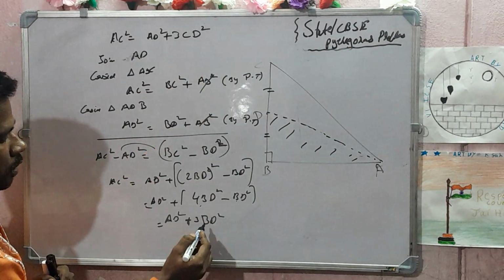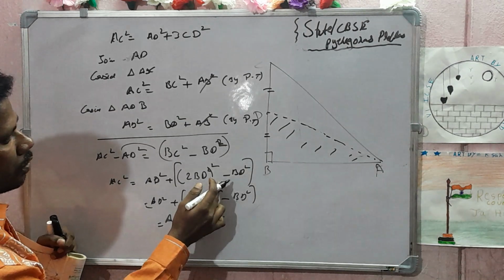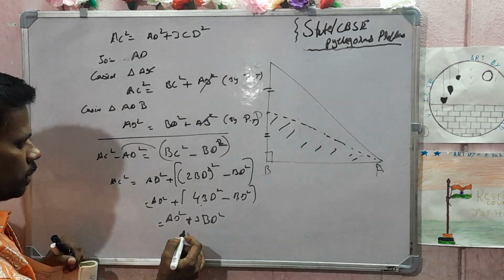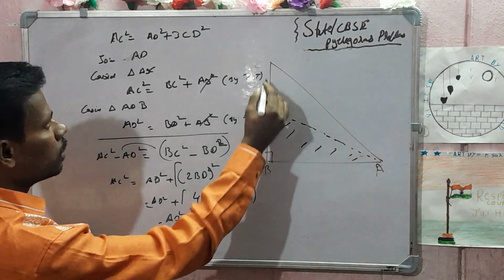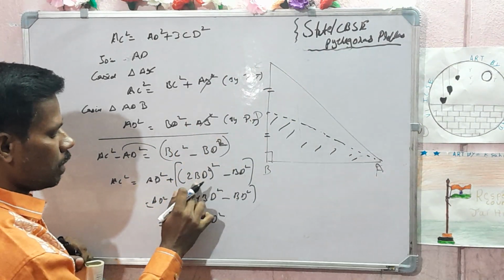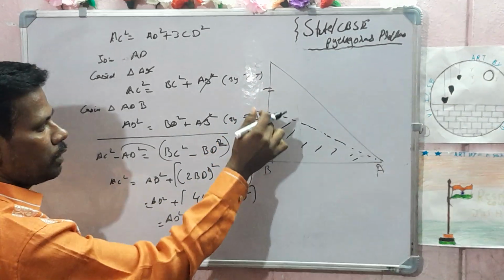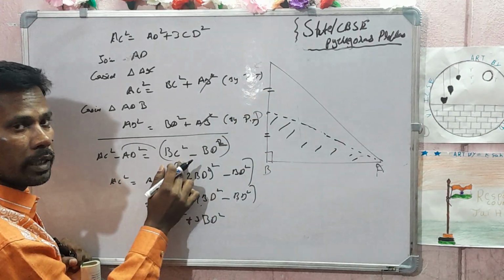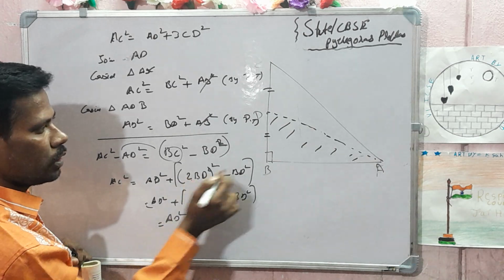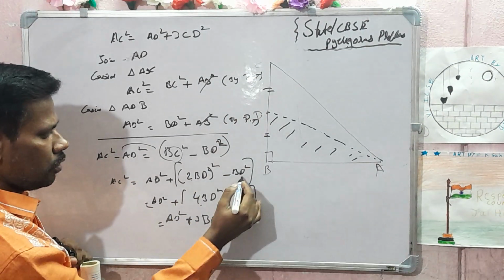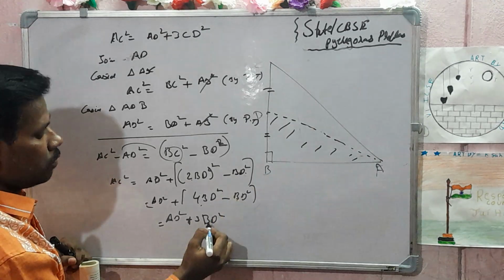AD square plus 3 BD square. BD is nothing but, I have written BC here, and BC is nothing but twice the length of BD. Therefore BD you can write like this, but what you have to prove?